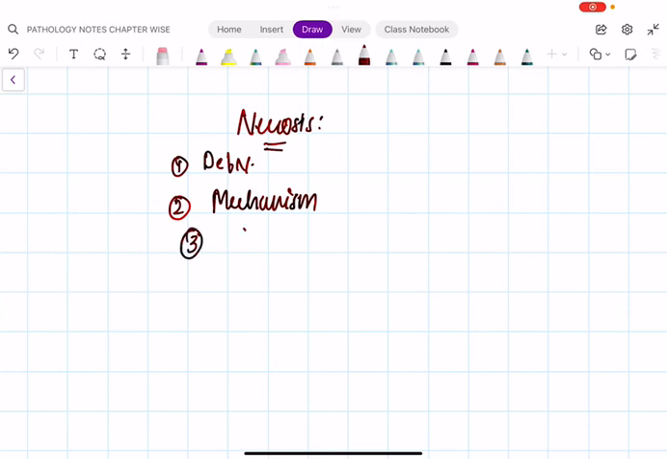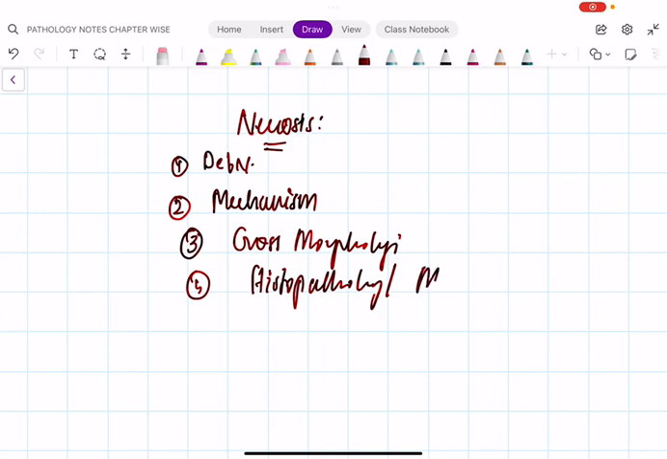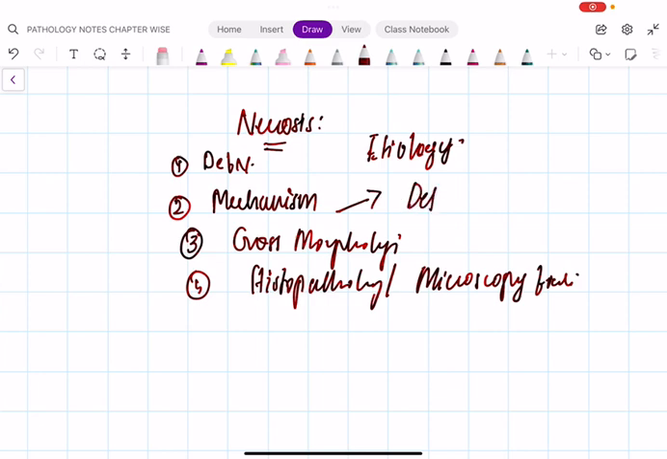Number 3, you are going to see the gross morphological features, and number 4, histopathological findings under microscopy. Instead of histopathology, you can write microscopy findings. So if it is diseases and all, you have to also include etiology, what are the causes, and the mechanism in such cases you will explain in detail. So this is the proforma. This is how you should present an answer for your professional examinations.